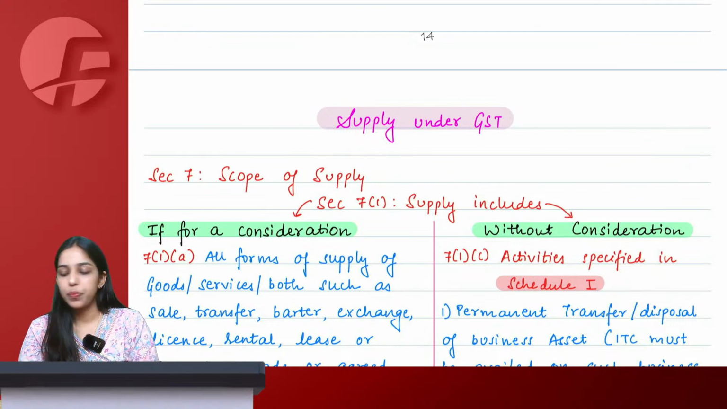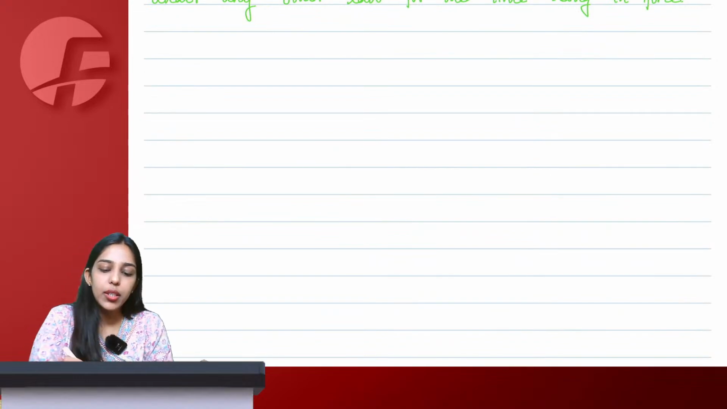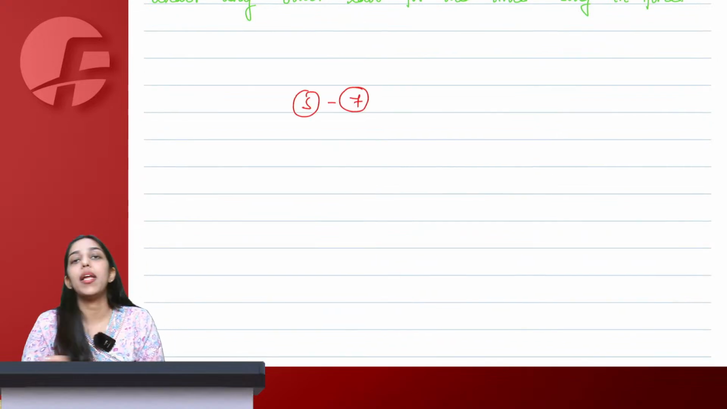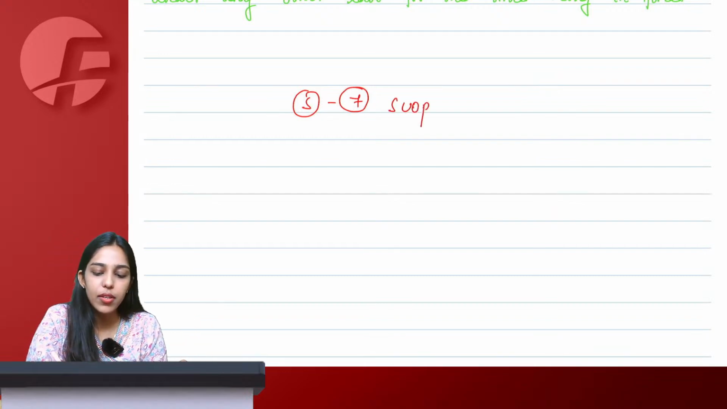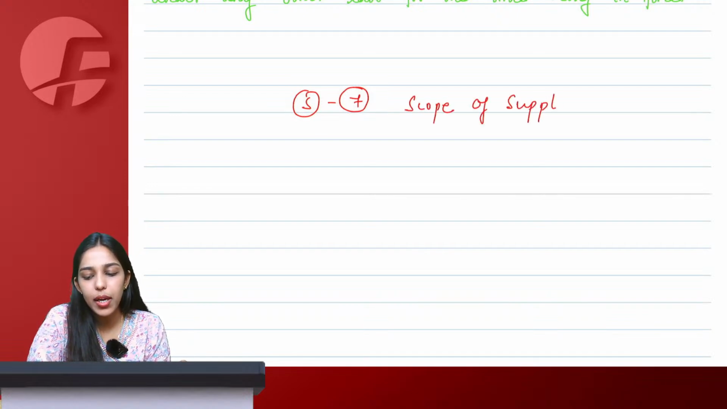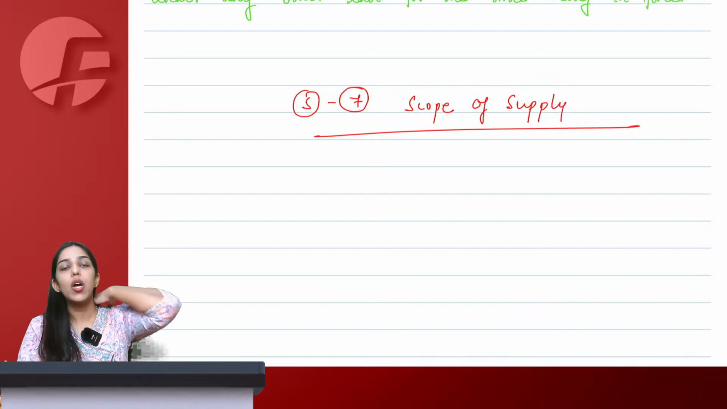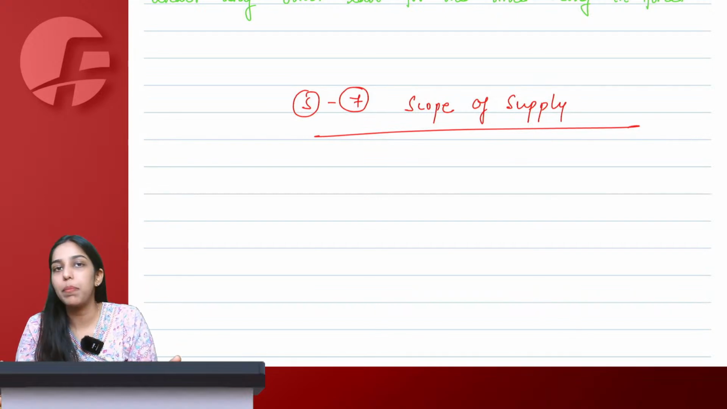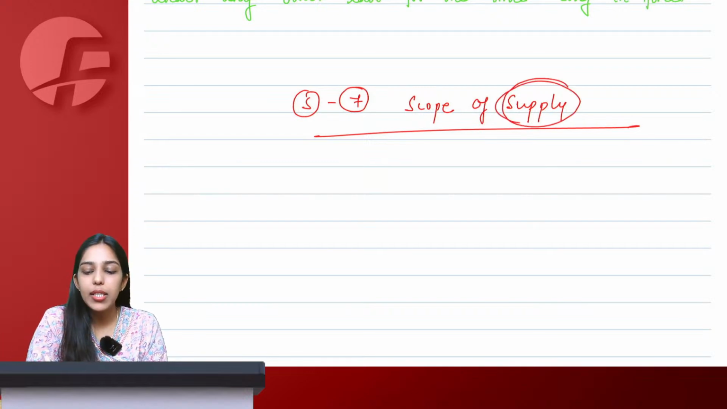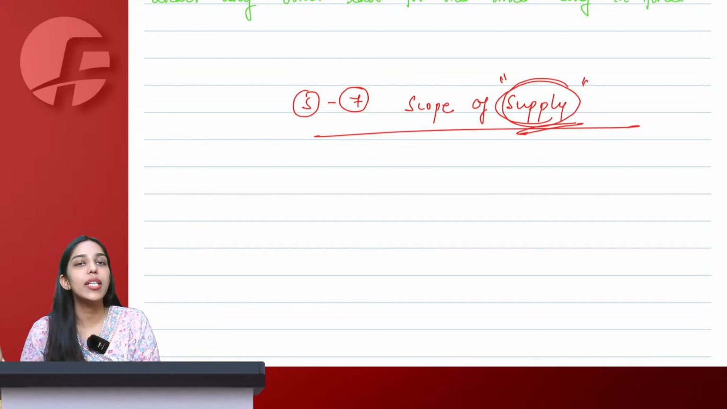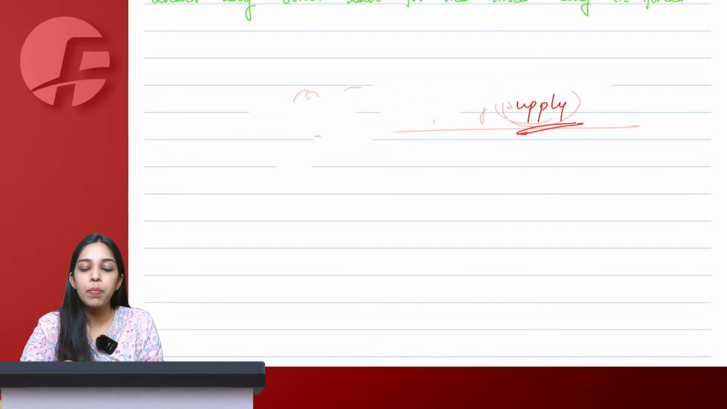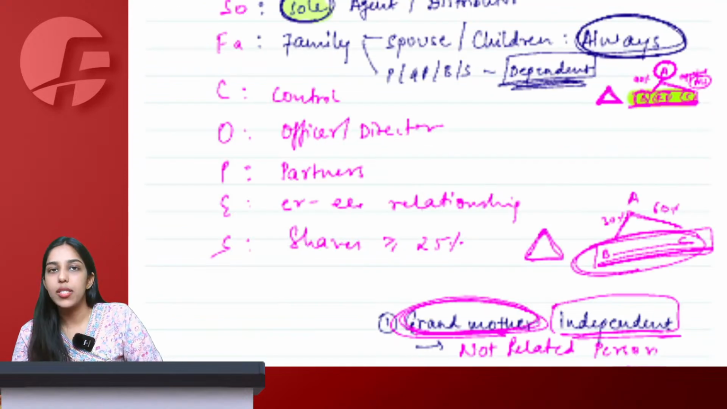Yes, ma'am. So now we start with S for 7, S for supply. With me everyone, S for 7, S for supply, section 7 scope of supply. Because we have understood if there is no supply, GST cannot be levied. Supply is the one whole comprehensive taxable event under GST that we understand. If at all there is supply, only then GST can be levied.